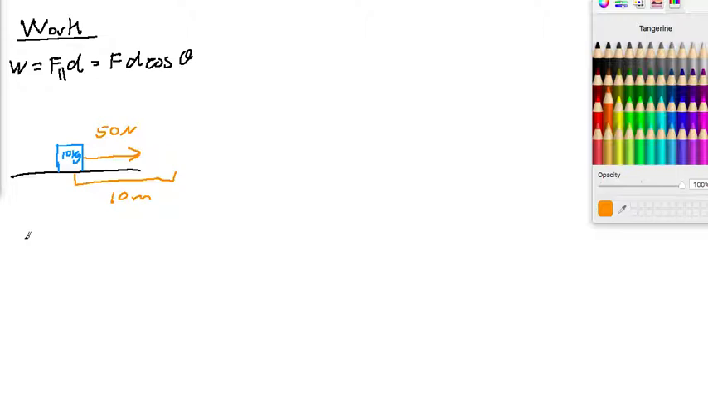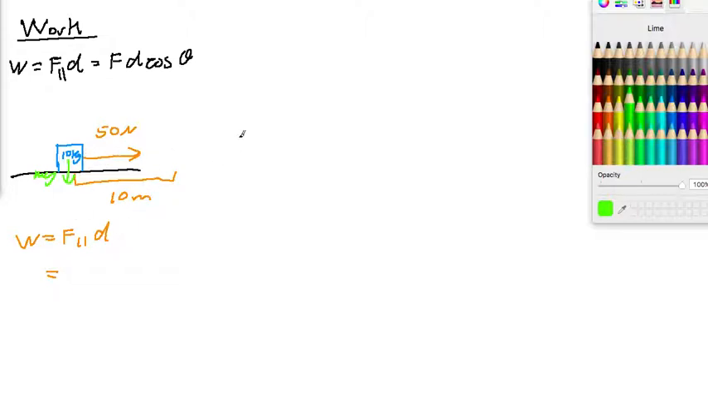So now the problem asks you, what's the work? Well, work equals force parallel to the distance, and there's no angle here because the force being applied is parallel to the distance being traveled. So what's the force? Many people make the mistake of saying the force is just the force of gravity going down, mg. That's actually wrong, because it's the force being applied in the direction of movement.